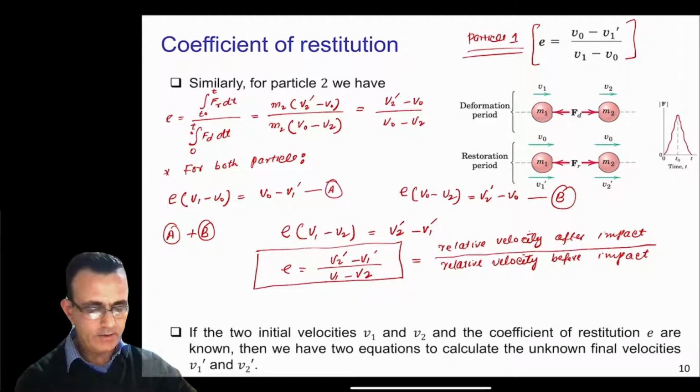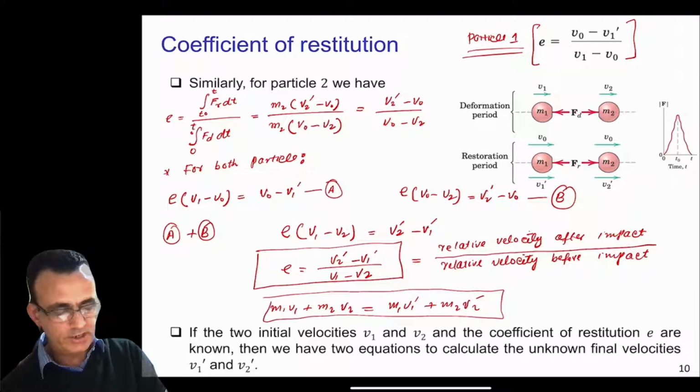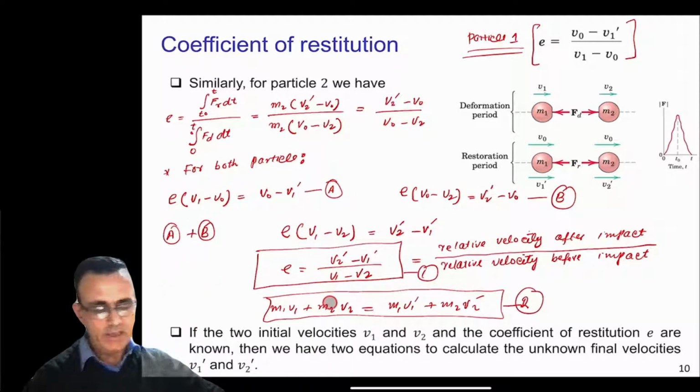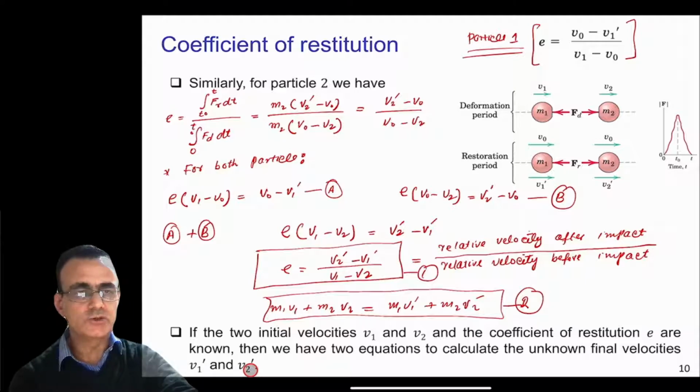Okay, so the previous equation that we derived for the system of particles was m1 v1 plus m2 v2 equal to m1 v1 dash plus m2 v2 dash. So now we have two equations. If you call this equation 1 and this equation 2, there are two unknowns. You will be given E, you will be given m1 and m2, and you will be given v1 and v2. Then you will be able to calculate v1 dash and v2 dash by solving these together. So if the two initial velocities v1 and v2 and the coefficient of restitution E are known, then we have two equations to calculate the unknown final velocities v1 dash and v2 dash. This is how you will solve problems in impact using these equations.